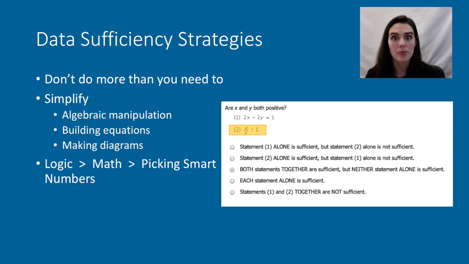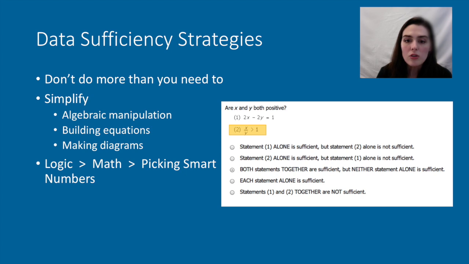Now let's look at an example problem. So here we have: are x and y both positive? Statement 2 here says x over y is greater than 1. How do we evaluate this? Well, if we think about it from a logical perspective, we know that we can have x and y both be positive, where x is greater than y, and we're going to end up with x over y greater than 1, right? 1 is a positive number, so we know that x over y must also be positive.